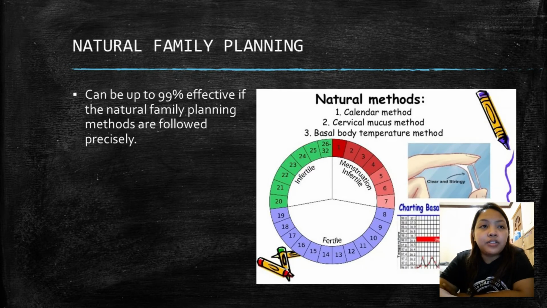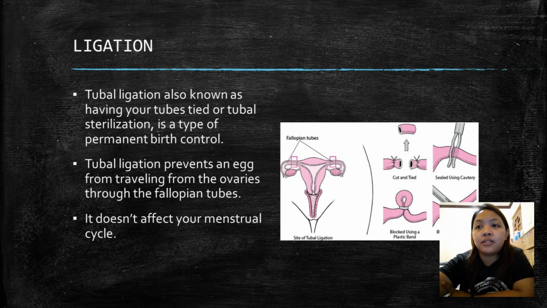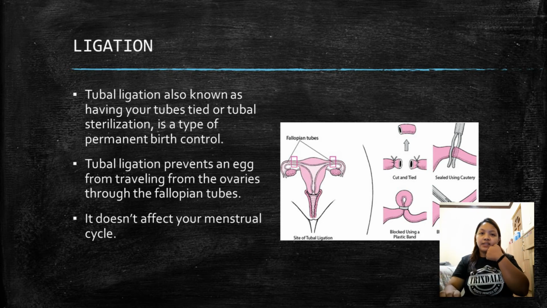Next is the natural family planning. Can be up to 99% effective if the natural family planning methods are followed precisely. This includes monitoring of the cervical secretion and your basal body temperature, and is an effective method and is taught by specialists or teachers. Next, the focus of our topic, the ligation and vasectomy.